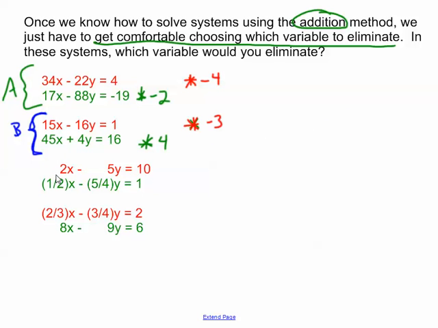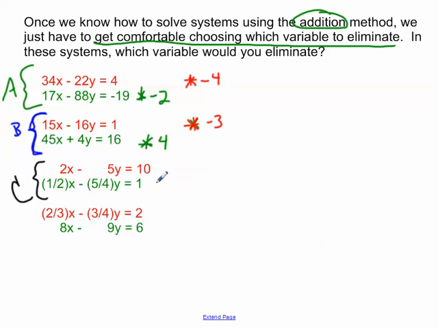Let's see, we'll do this in C. I'm not going to get to D, but I'm going to go to C right here. The C system is a little bit different because we've got fractions. First, is everything in the same format? X is on the left, yep. Y is on the left, yep. Numbers on the right, sounds good.